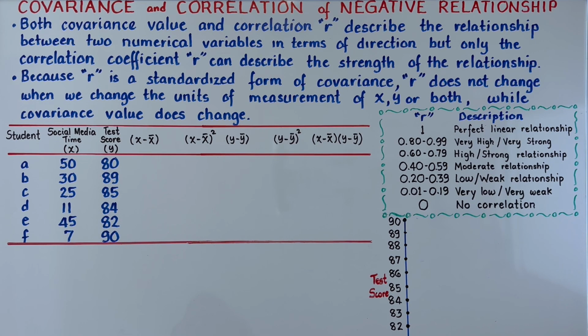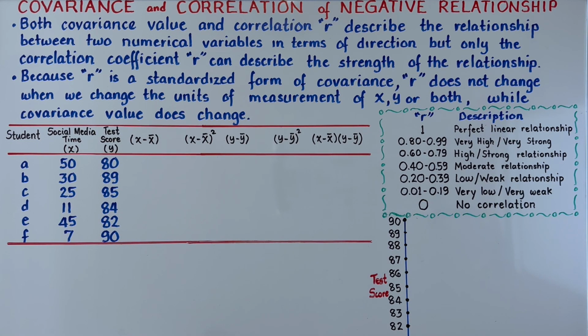And because the correlation coefficient R is a standardized form of covariance, R does not change when we change the units of measurement of x, y, or both, while covariance value does change. This is because covariance value is very sensitive when you change the units of measurement of the variables. Meaning, if you have bigger numbers in your variable x, it will give you a higher value of the covariance. But if you have smaller numbers in your variables, then it will give you a smaller covariance value. So covariance will just give you the idea of the direction of the relationship.